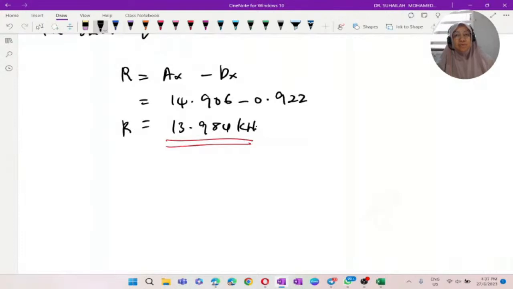The restraining force. For step number 2, the restraining force R is equal to 13.984. So that's the end of step number 2.